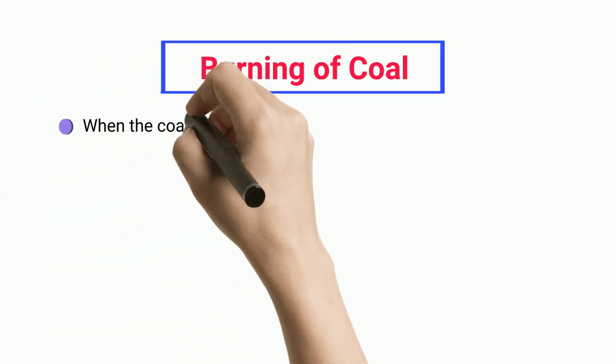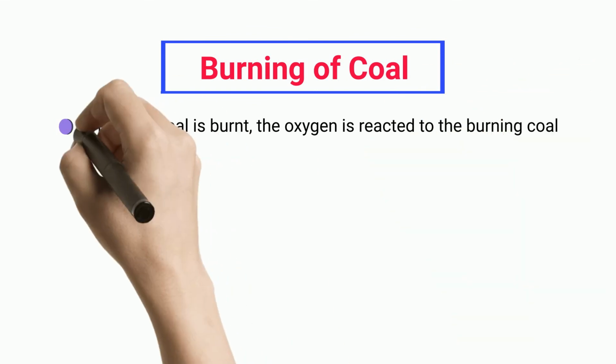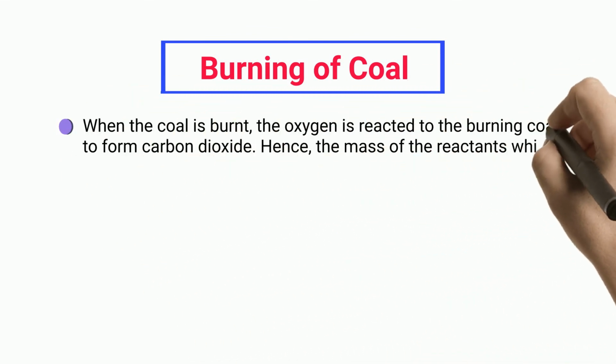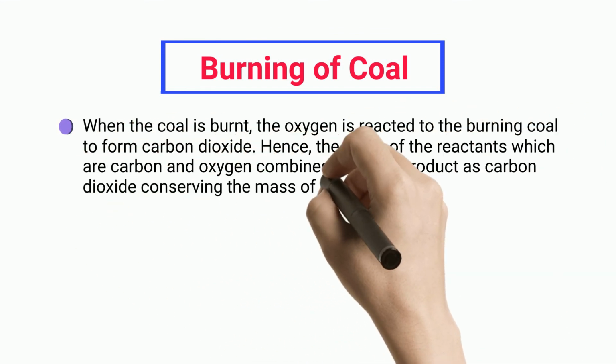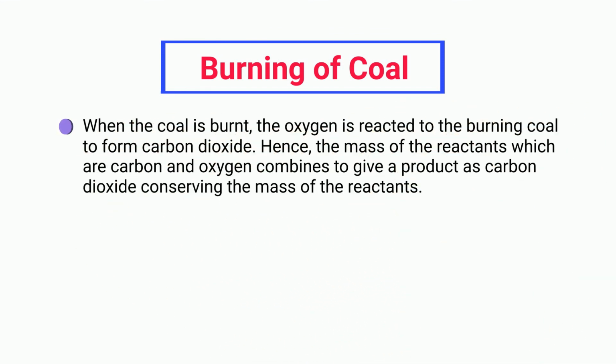Burning of coal. When the coal is burnt, the oxygen reacts with the burning coal to form carbon dioxide. Hence, the mass of the reactants, which are carbon and oxygen, combines to give a product, carbon dioxide, conserving the mass of the reactants.